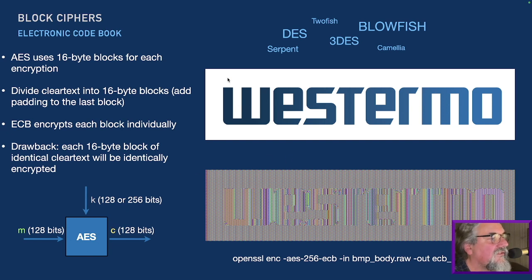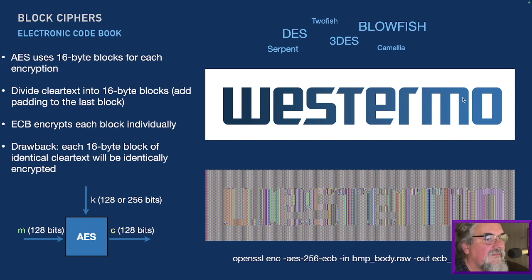Everywhere, for instance, if this is RGB data for an image, everywhere here where it's perfectly white, it will be some random value, but it will be the same random value because nothing changes. The message here is 16 bytes of white RGB data. The key is the same, so the ciphertext will also be the same. So everywhere where it's white, you will see the same pattern here in the output.